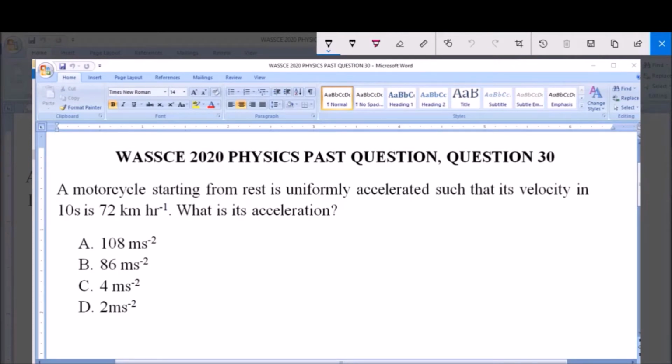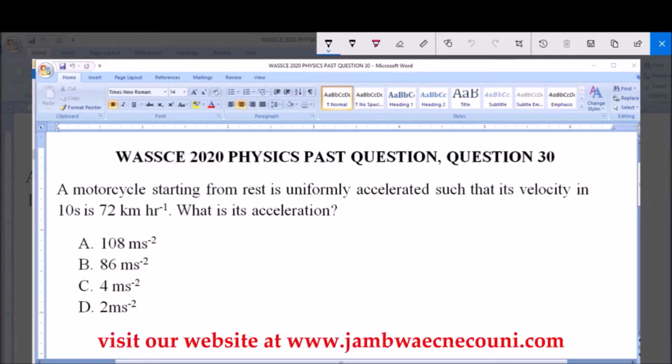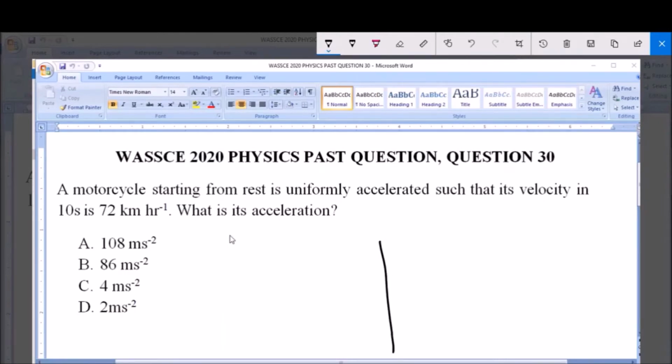So we are asked to find the acceleration, and the question says the motorcycle starts from rest and is uniformly accelerated such that its velocity in 10 seconds is 72 kilometers per hour. We are given that it starts from rest, meaning the initial velocity u is equal to zero. Then it is accelerated uniformly such that it attains a final velocity of 72 km per hour. So v, final velocity, is equal to 72 km per hour. Now the time taken t is equal to 10 seconds.